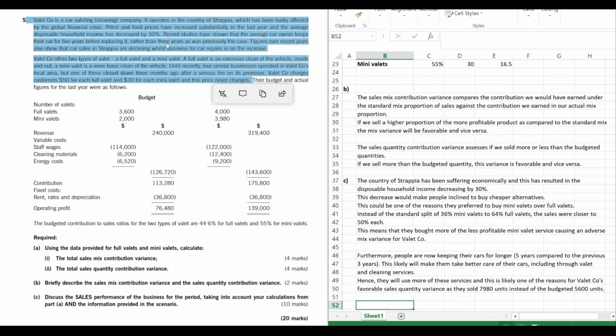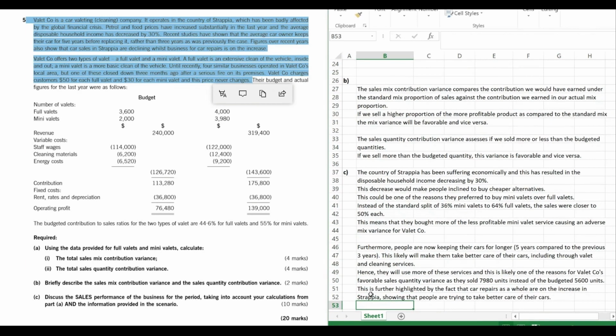Okay, after that it says figures over recent years have shown that car sales in Strapia are declining while business for car repairs is on the increase. So again, car repairs business is on the increase. This is further highlighted by the fact that car repairs as a whole are on the increase in Strapia, showing that people are trying to take better care of their cars. Okay, so we've linked this as well, another mark here as well.